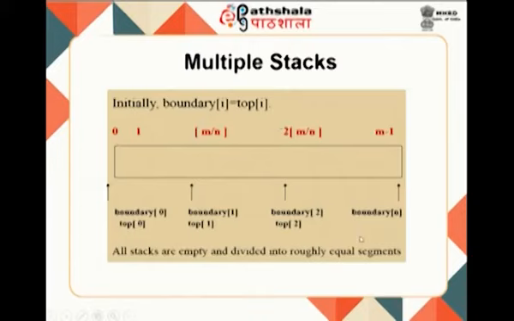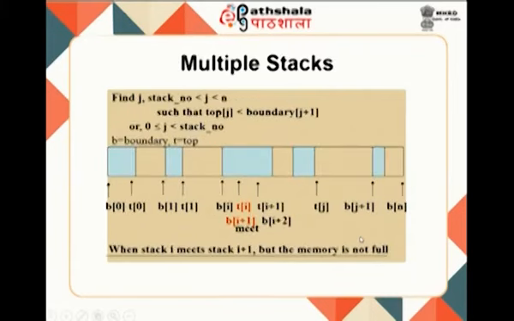All stacks are empty and divided into roughly equal segments. So, find j, stack number, less than j less than n, such that top j is less than boundary j plus 1. That is, if the top of 1 will meet the boundary of the next stack, then you know that the stack is full. So, when stack I meets stack I plus 1, you know the stack is full, that is how you consider this.